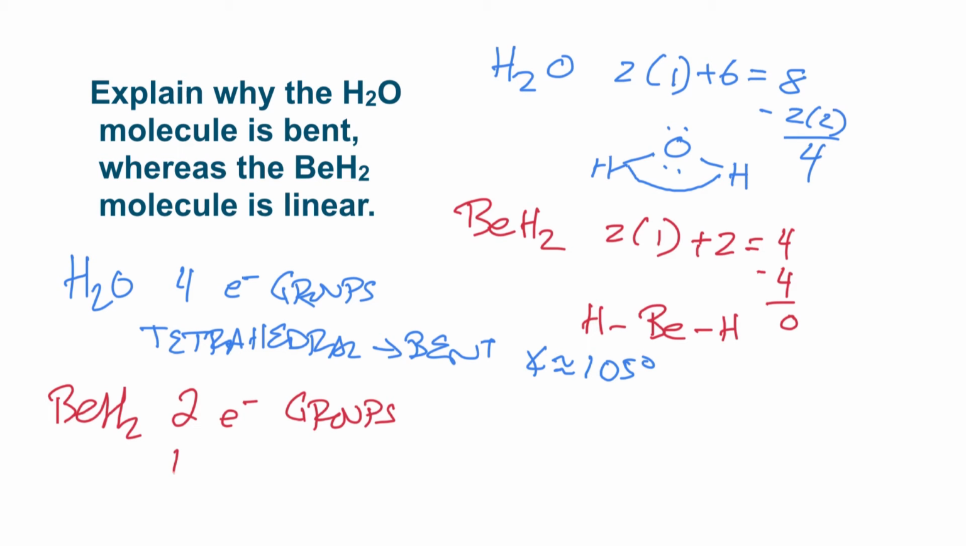In contrast, if I look at beryllium hydride, there's only 2 things, or 2 electron groups, surrounding the beryllium atom, which means this is going to be a linear geometry. So the angle between the H, the Be, and the H will be closer to 180 degrees. So that's why they have different shapes, depending on the number of lone pairs or pairs of electrons that are surrounding the central atom.